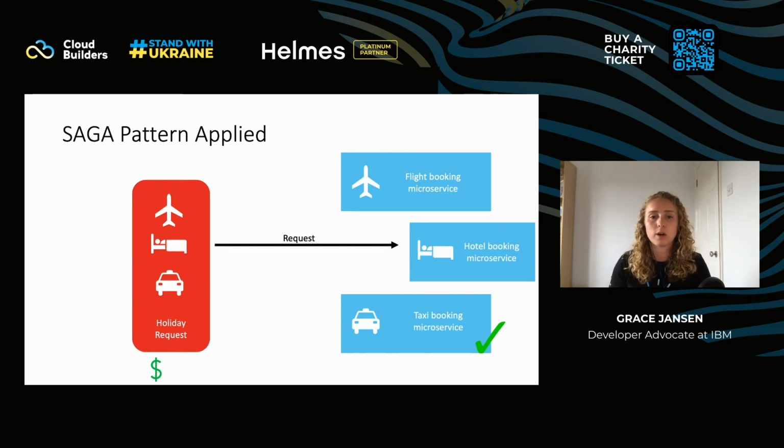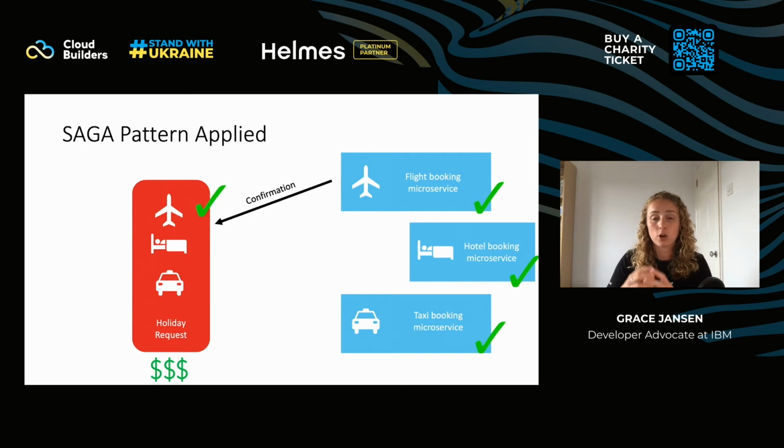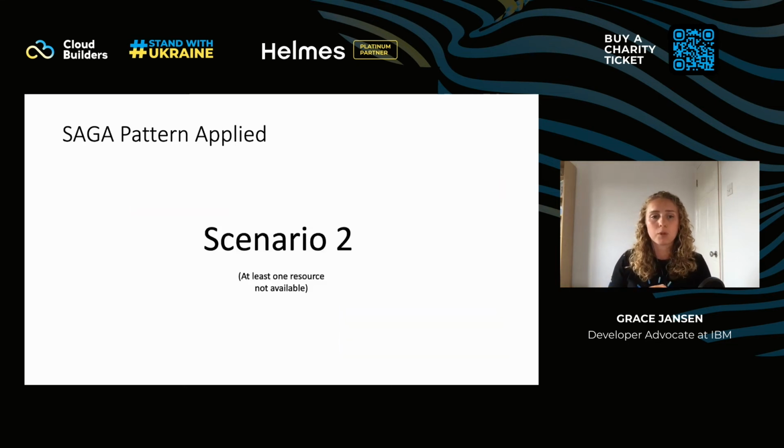Next, we'll send a request to the hotel booking service. Luckily, we're in our ideal scenario, so all of these are available, all of them go through. We get a confirmation from that last microservice, and we know that our transaction has been successful and our state is consistent. What happens, however, when we have at least one resource not available? I'm going to skip the first few steps because you get the idea.